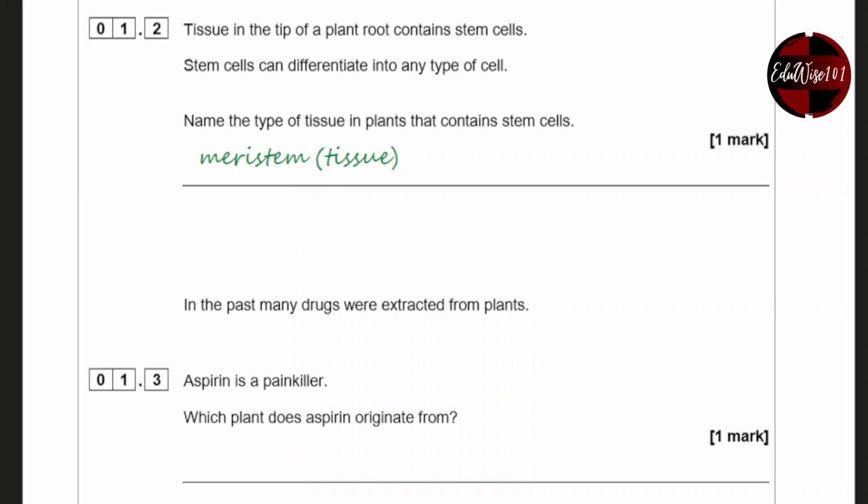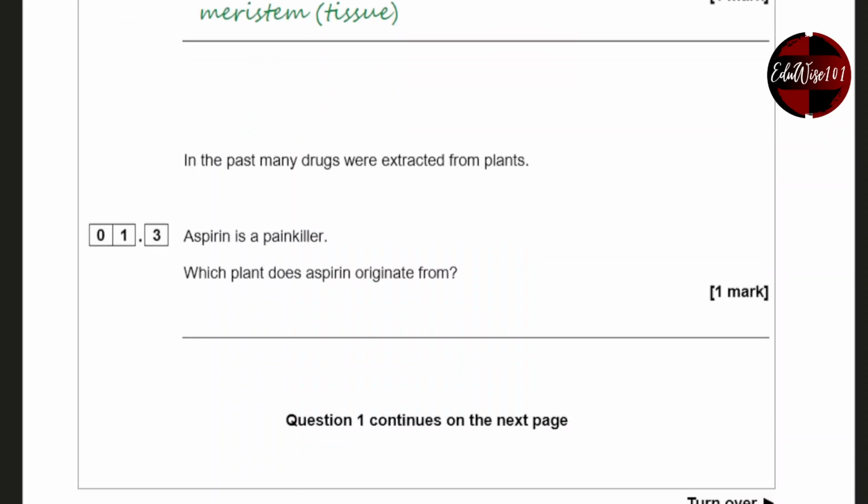In the past, many drugs were extracted from plants. Aspirin is a painkiller. Which plant does aspirin originate from? And that would be the willow. Now there's a couple of plants that you need to know that we actually extract different types of medicine from. One of them is the aspirin from the willow tree.